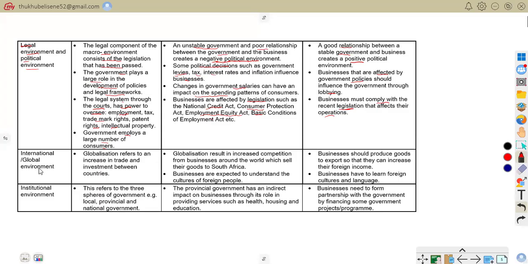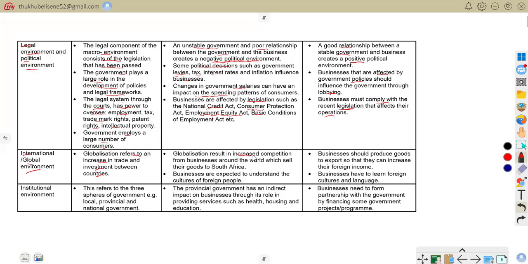Now we come to the international or global environment. The description is that globalization refers to an increase in trade and investment between countries. So countries do business together. That is what it means. So now we come to the challenges.